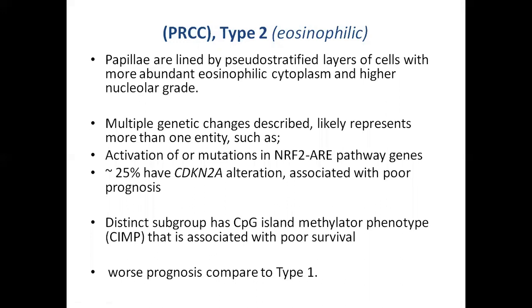And there are multiple molecular pathways through which type 2 can arise. The common ones are activation or mutation in the NRF2-ARE pathway genes. The second is that in 25% of the cases, there is an alteration in CDKN2A, and most of these are associated with poor prognosis. Another is the CpG island methylator phenotype, which is also associated with prognosis. But compared to type 1, overall, they have a much worse prognosis, and they are much higher grade.